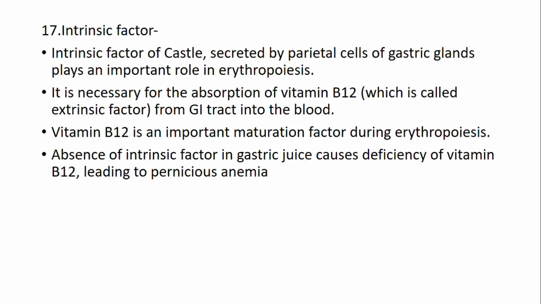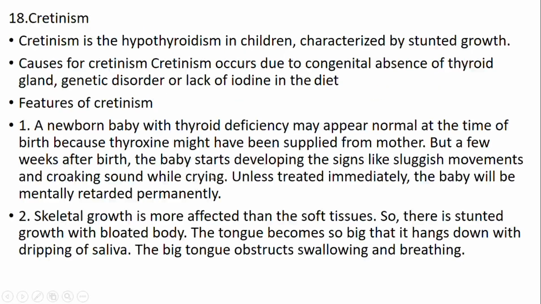Intrinsic factor. Intrinsic factor is secreted by gastric glands and plays an important role in erythropoiesis. It is necessary for the absorption of vitamin B12, which is called the extrinsic factor, from the GI tract into the blood. Vitamin B12 is an important maturation factor during erythropoiesis. Absence of intrinsic factor in gastric juice causes deficiency of vitamin B12 leading to pernicious anemia.